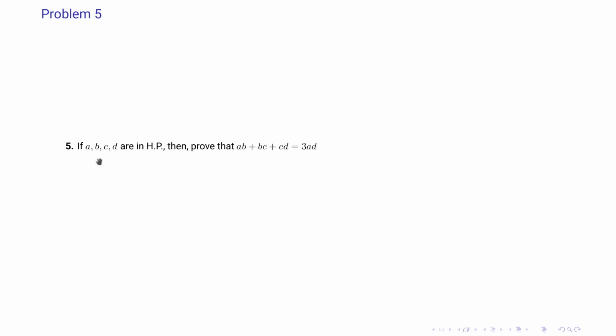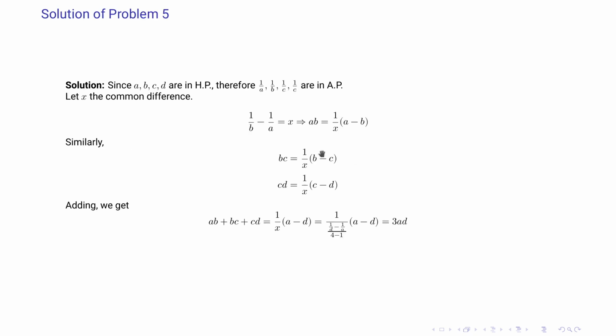Problem number 5 says that if A, B, C, D are in HP, then prove that AB plus BC plus CD is equal to 3AD. So A, B, C, D are in HP, therefore 1 by A, 1 by B, 1 by C, and 1 by D will be in AP. So we let X to be the common difference. Then what we have is 1 by B minus 1 by A is equal to X, which gives us AB is equal to 1 by X into (A minus B).